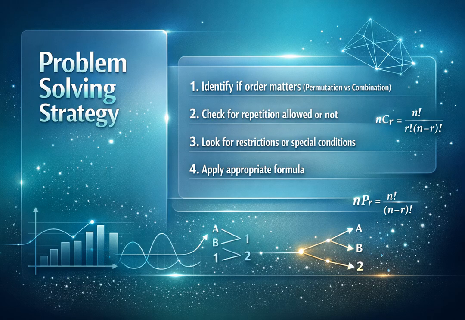When solving problems, first identify whether order matters. That tells you permutation or combination. Check if repetition is allowed. Look for special restrictions like must include or cannot be together. Then apply the appropriate formula and calculate carefully.